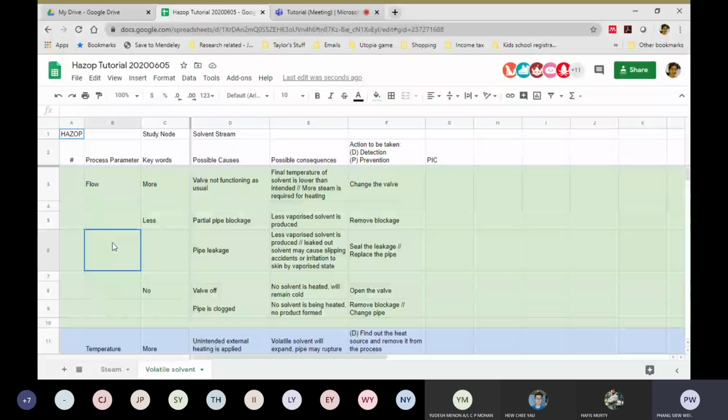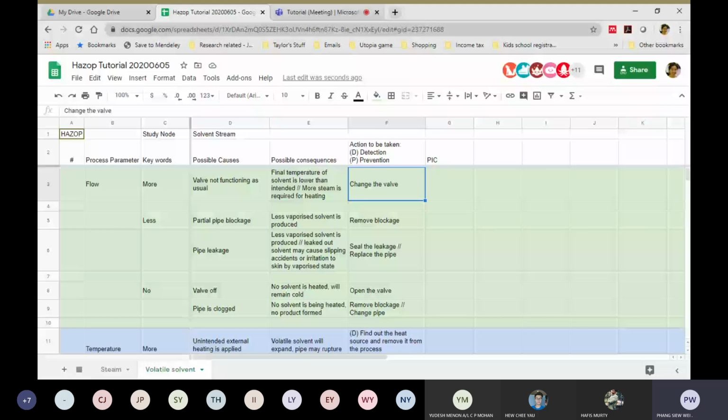Okay, so now we have the solvent streams that talk about the flow rate and also the temperature. So more flow rate, valve not functioning as usual. Final temperature of solvent is lower than intended. More steam is required for heating. That's a good one. So you have to change the valve.